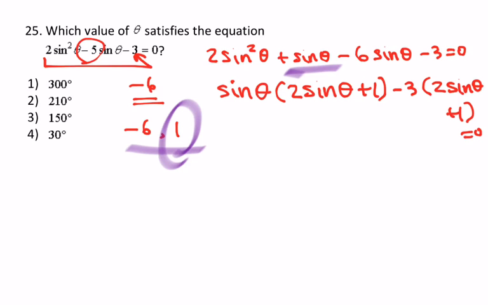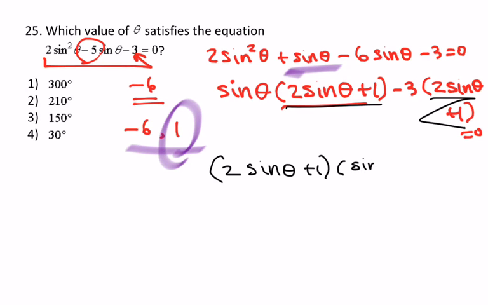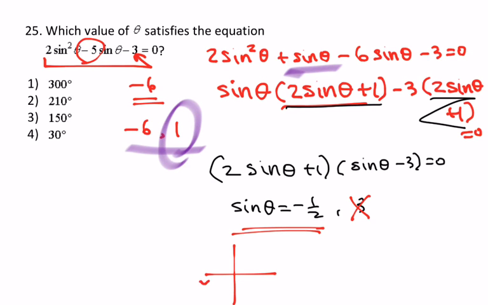Now, notice that 2 sine theta plus 1 is common in both cases. So when we factor that out, then we realize that sine theta minus 3 is equal to 0 as well. Alright, so then sine theta from the first factor must be negative 1/2. Second one should be 3. But why are we rejecting 3? Because the maximum sine or cosine could be is 1 or negative 1.